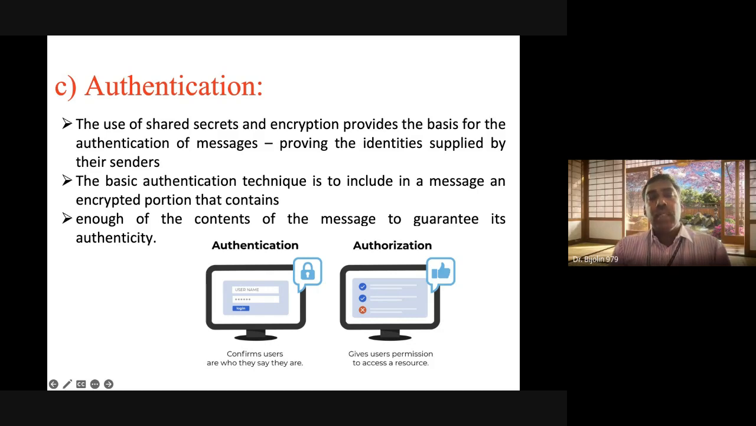So that is the main purpose behind this authentication. Here the basic authentication technique, or the main objective, is to include in a message an encrypted portion which contains enough content to guarantee that each and every piece of information is authenticated. So here you can see that authentication and authorization make the data more secure and safe. That is another important scenario related to authentication.